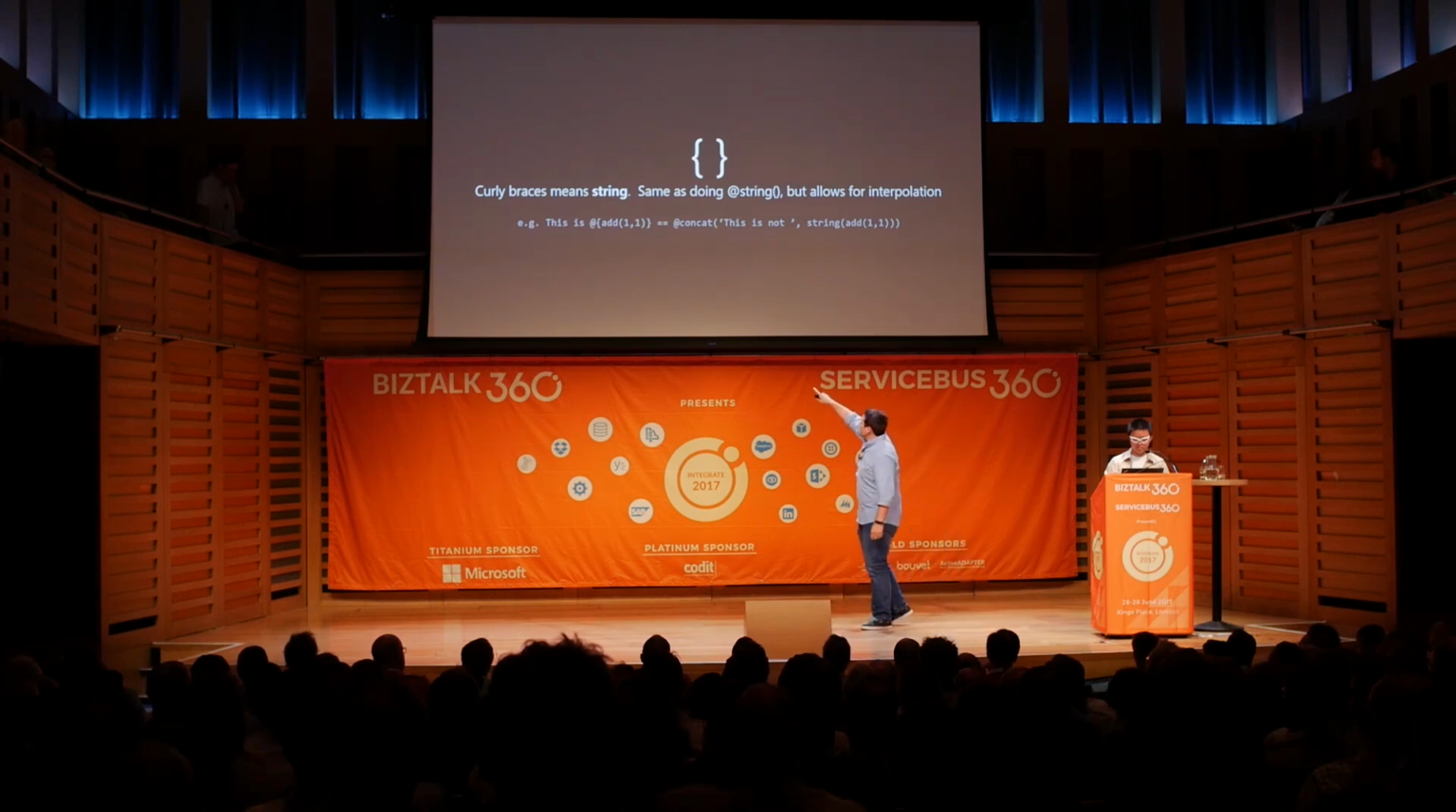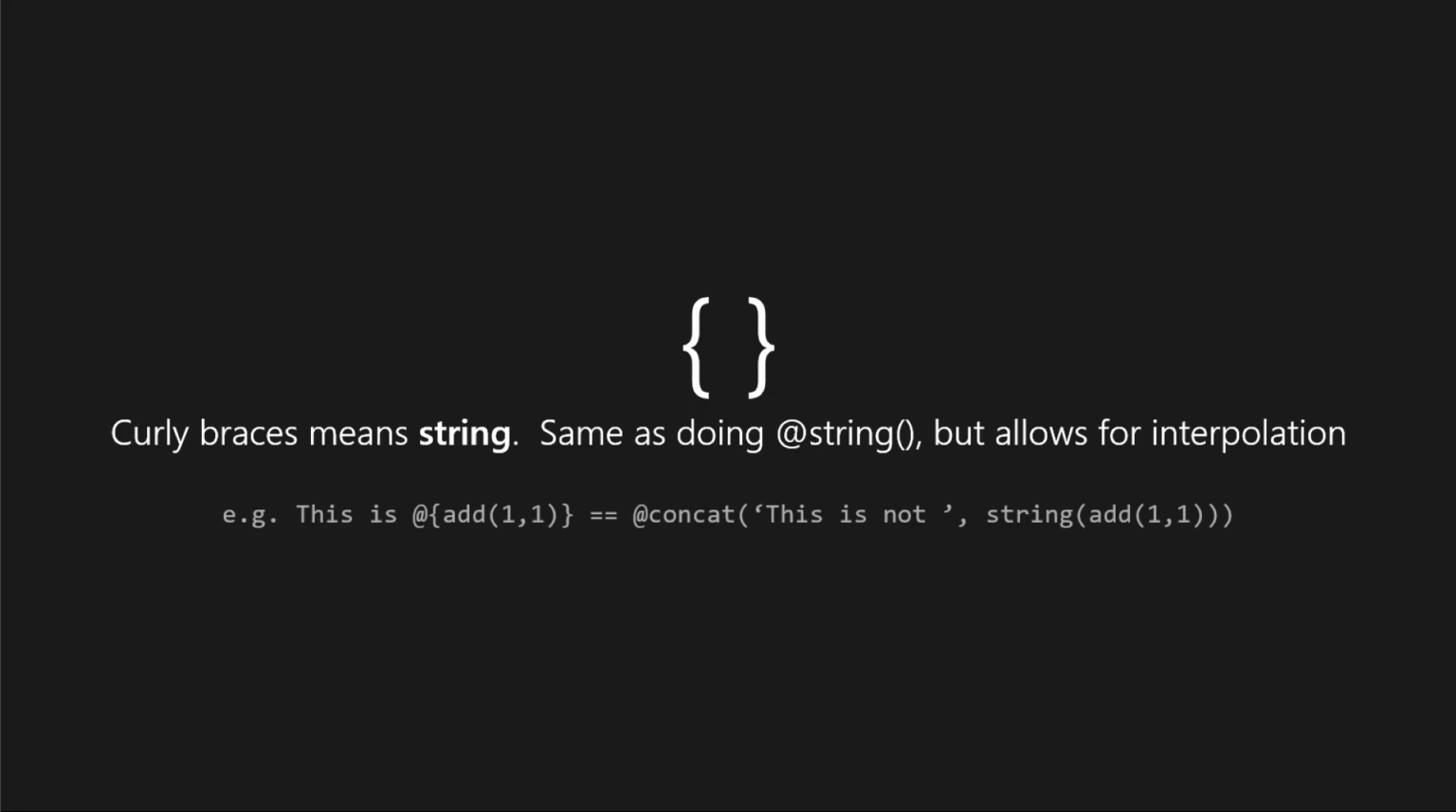So I actually have two inputs here. The first is "this is", and then I do curly braces, and I add 1 and 1. So the string will be "this is 2" when it evaluates. That is the exact same thing as doing @concat to concatenate. "This is not", and then it would do 3 in that case as well. So those are the same thing. So be careful with those curly braces.